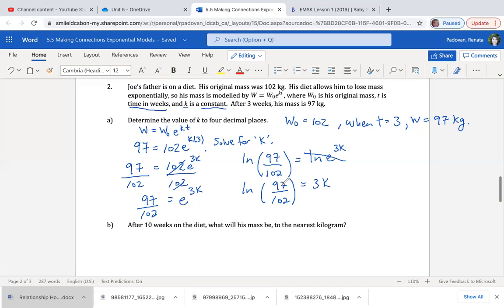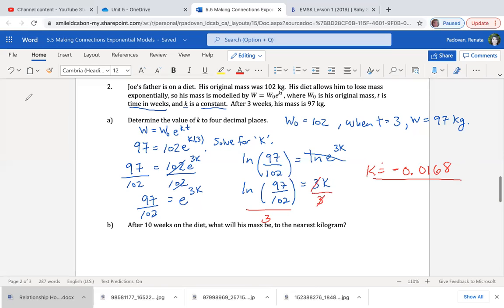So then to get k by itself, I would just do the same thing. The ln of 97 divided by 102, and then divide by 3 to get k by itself. So k is going to be equal to, roughly, I'm going to get more than 4 decimals. So just take the ln of 97 over 102, that numerator divided by 3, and you should get a value of negative 0.001, and round to 4 decimal places. So 0.168 I have. So that would be my k value.